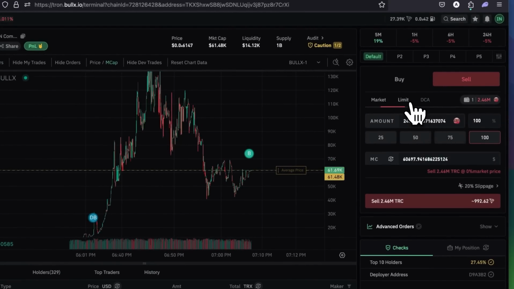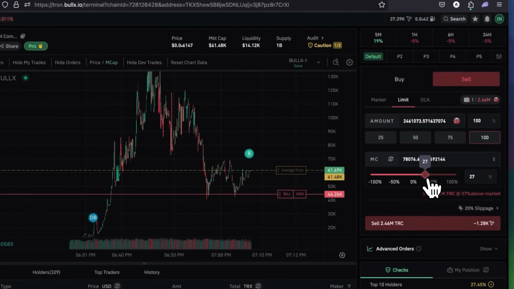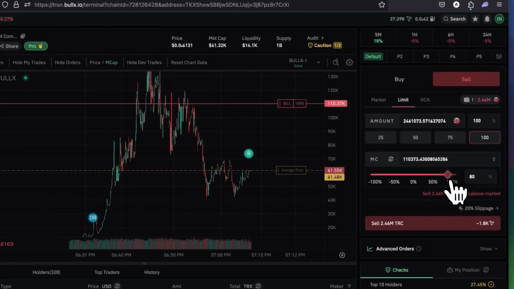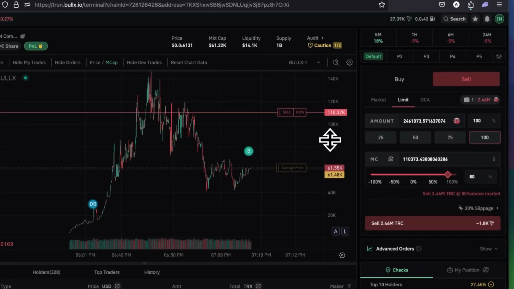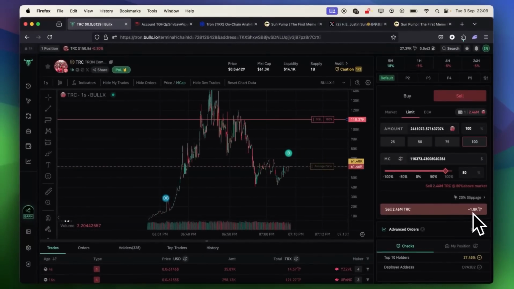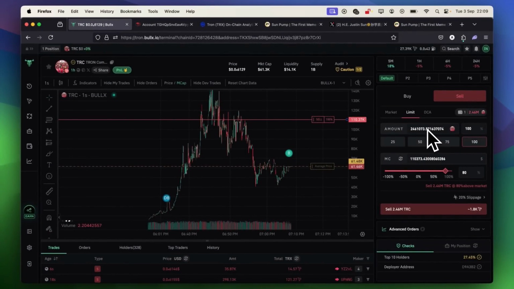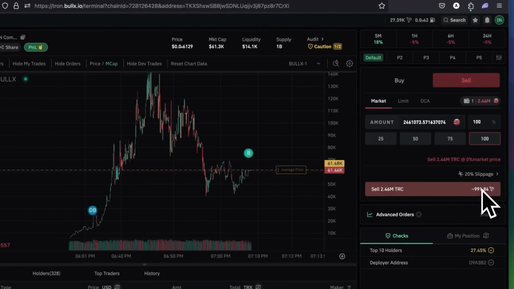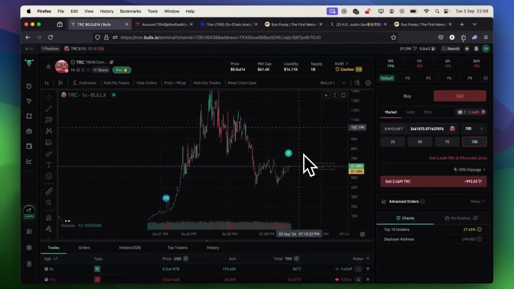Same thing here. You can sell with a limit order as well. You can sell if it goes, for example, to $110,000 market cap. You can sell 100% of your position. So you can see if it reaches this point, you're going to sell your position for 1.8 thousand Tron instead of how much you would sell it for now. That would be only 990 Tron. You can see it has a lot of cool features here.